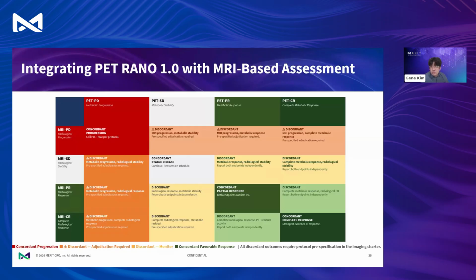The protocol and imaging charters need to define in advance whether PET can trigger progression, whether discordant findings require adjudication, or whether they should trigger closer follow-up rather than an immediate endpoint event. This is where PET becomes both valuable and operationally sensitive. It may identify biologically active disease earlier than MRI in some cases, but if the trial has not pre-specified what to do with the information, it can create confusion instead of clarity.